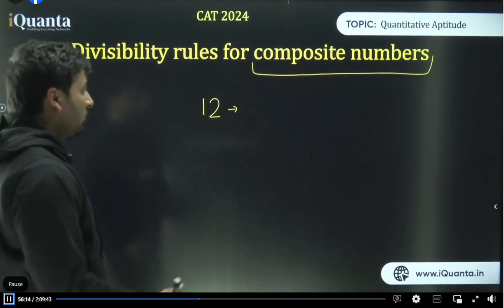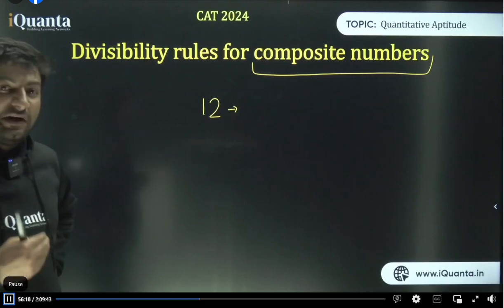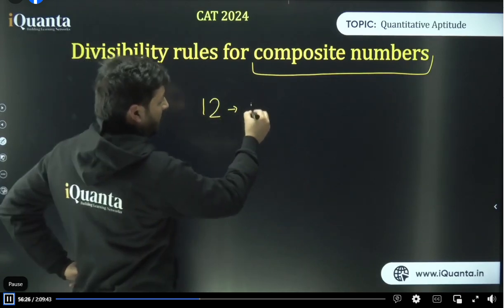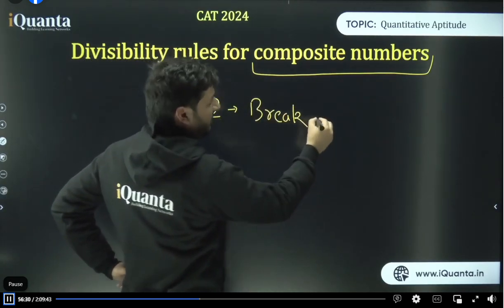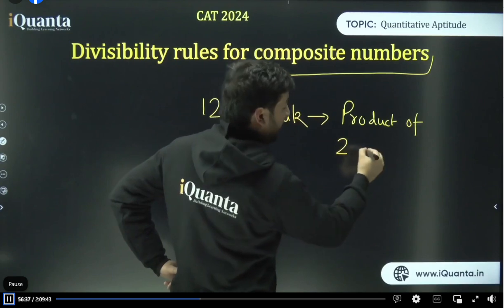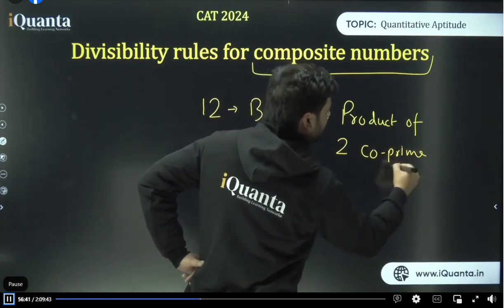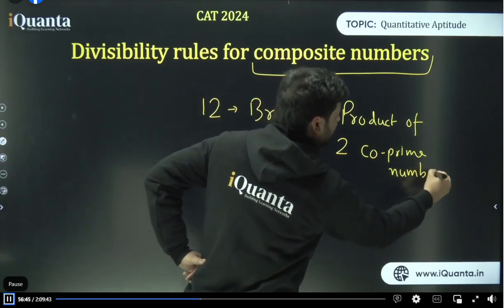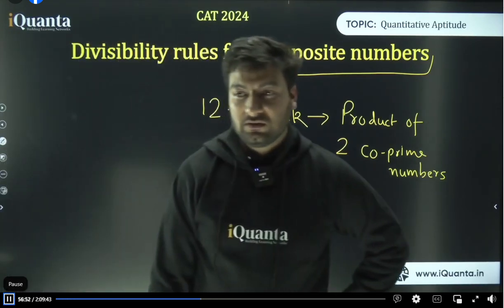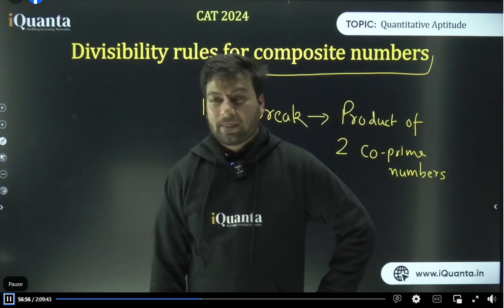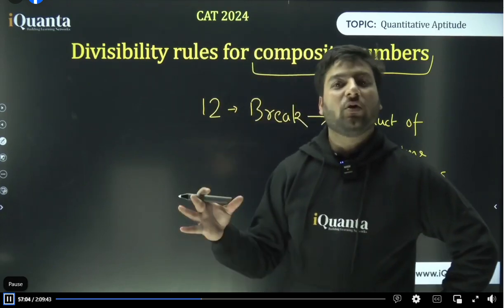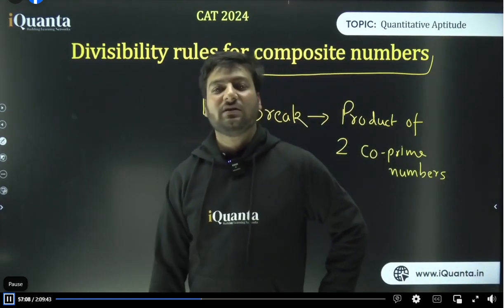Now, when I'm trying to find out the divisibility for composite numbers, listen to this part very carefully. I always have to break the given number into a product of 2 not prime but co-prime numbers. I'm sure you all must have learned what co-prime numbers are. Do you all know what co-prime numbers are, or should I explain? One is neither prime nor composite. Remember this statement. Those of you who are fighting in the comments, one is neither prime nor composite.